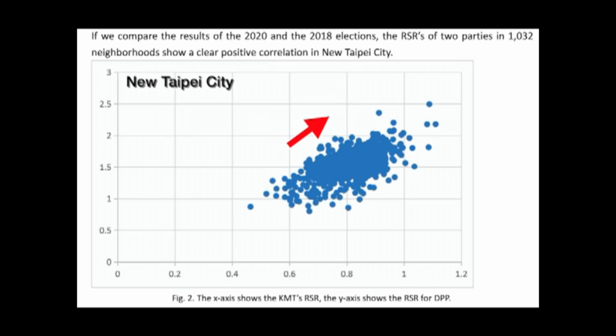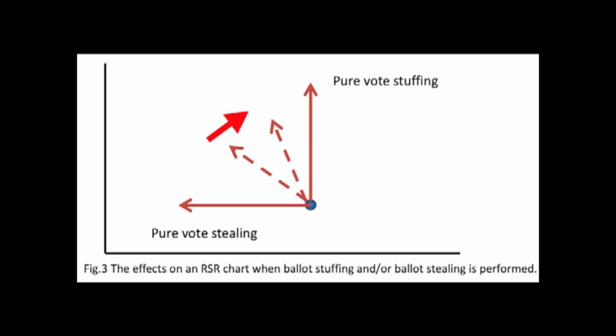However, what we saw in this election was when one side gets more, the other side gets more, and when one side gets less, the other side gets less. We saw this trend in what I would say about 95% of Taiwan's areas or voting stations. When you see a graph with positive correlation, on the right-hand side, when the x-axis increases and the y-axis also increases, this is due to ballot stuffing.